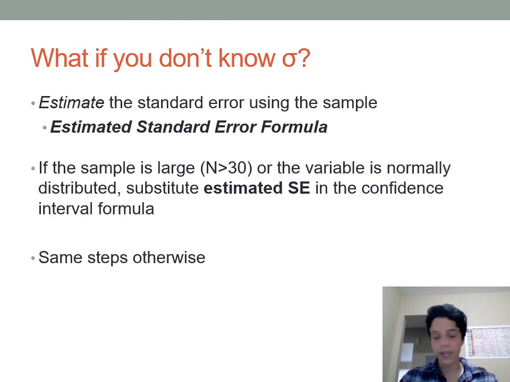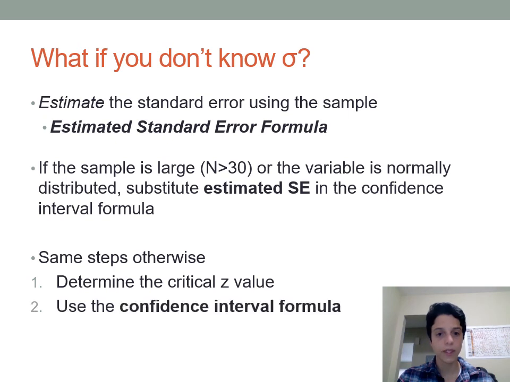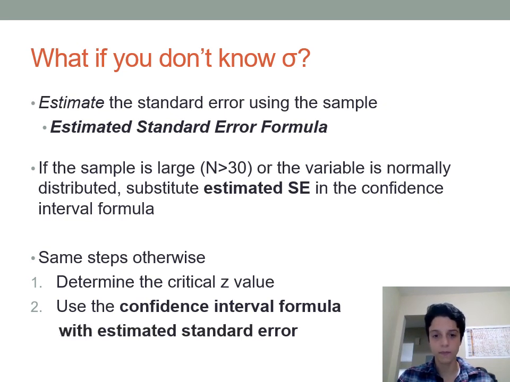Otherwise, we're going to have the exact same steps, the exact same formula. We're just going to be substituting the estimated standard error instead of the actual standard error. So you'll be determining that critical z-value, and then you'll be using the confidence interval formula with the estimated standard error. All right, so we're going to go right back in.